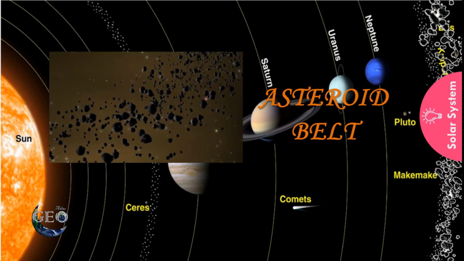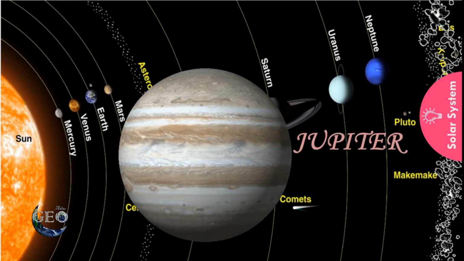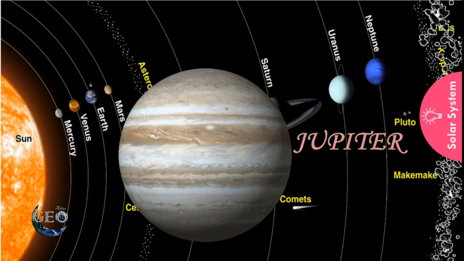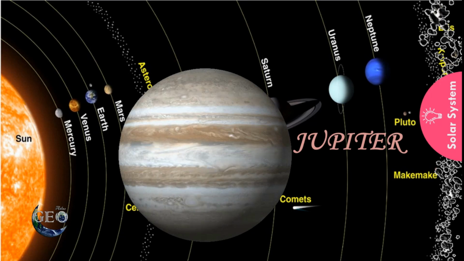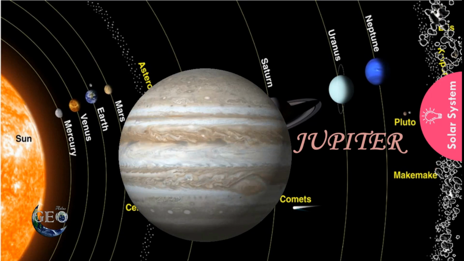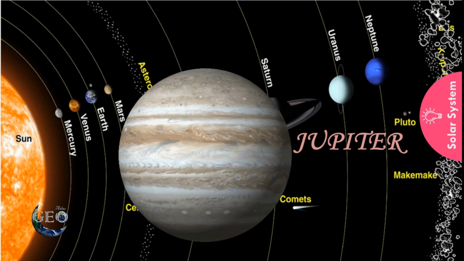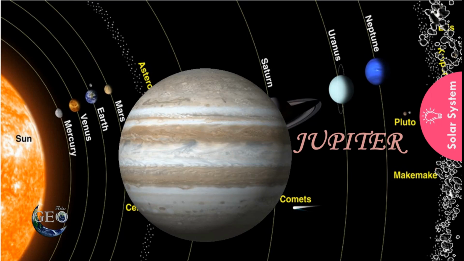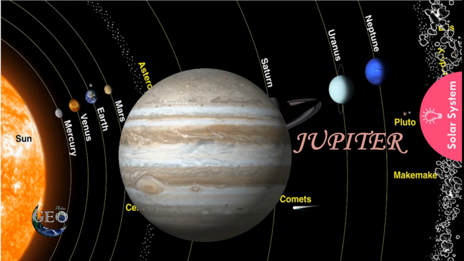After crossing the asteroid belt, we will reach Jupiter, the biggest planet in our solar system. Jupiter does not have a surface-like structure. That means Jupiter does not have any terrestrial rock structure. It is fully gas, hydrogen and helium. It is also called a miniature of the solar system because Jupiter has hydrogen and helium.